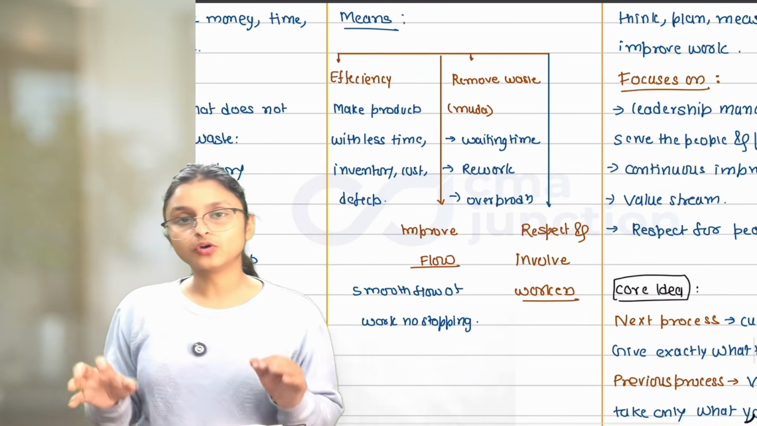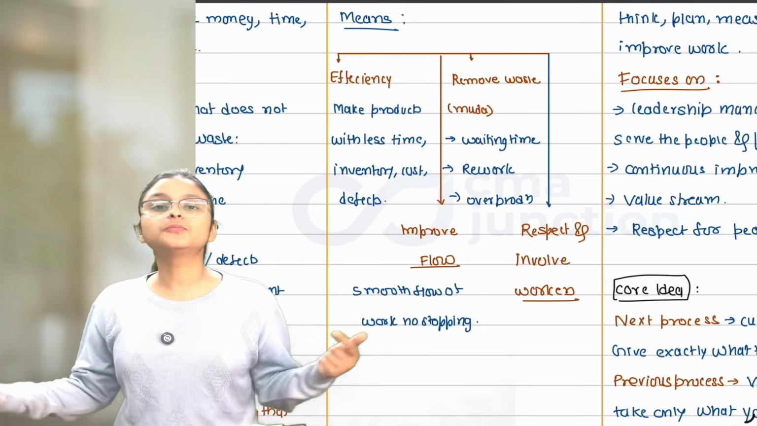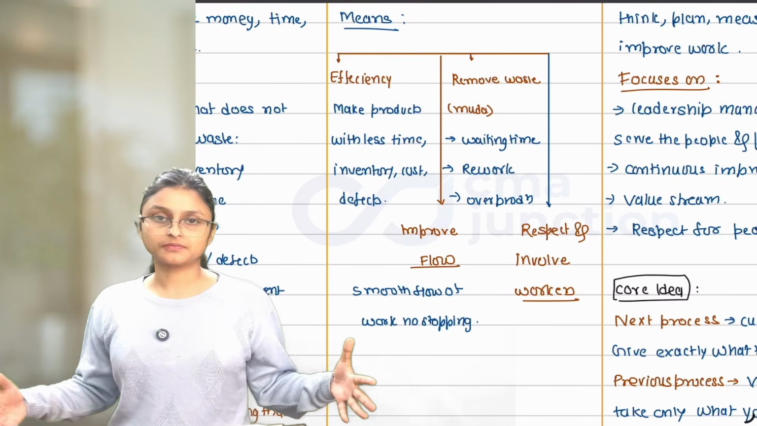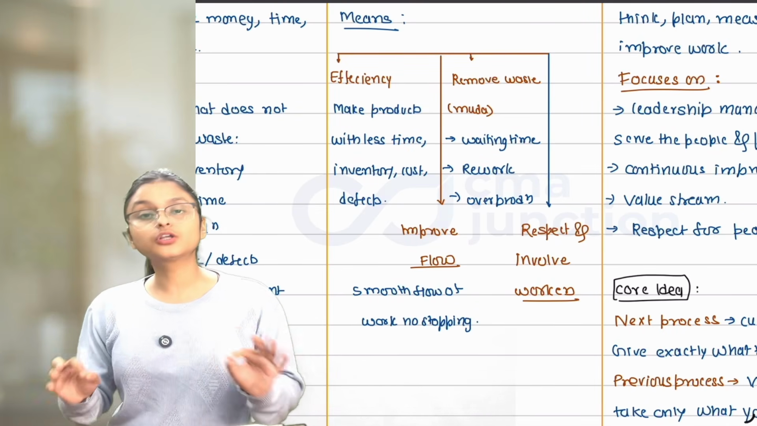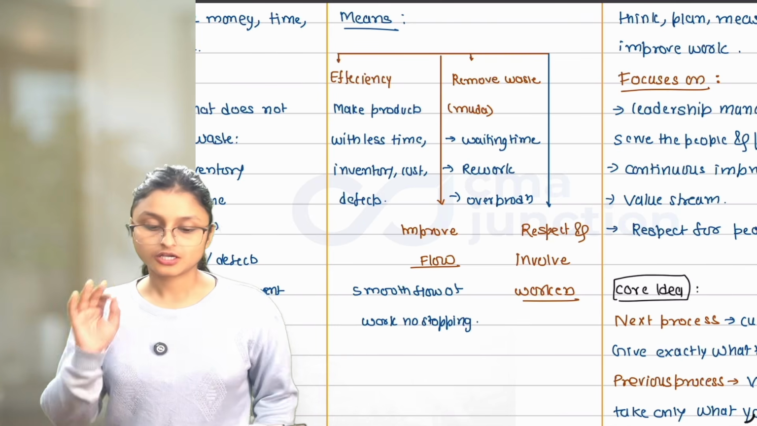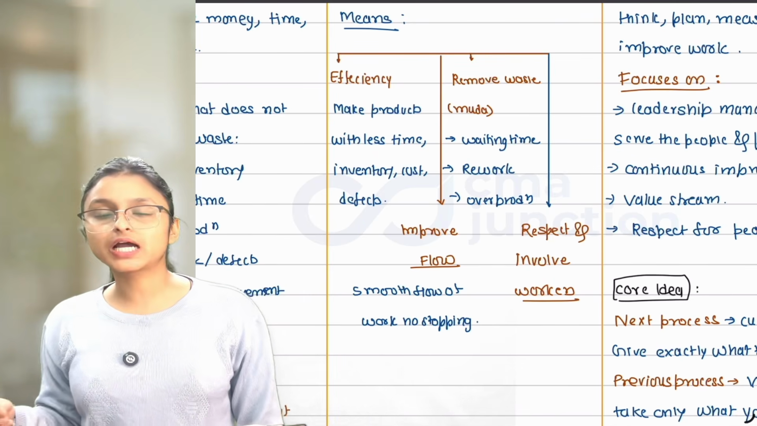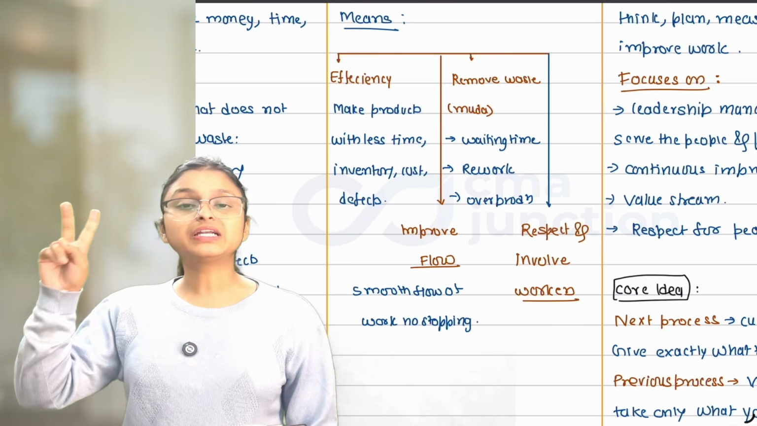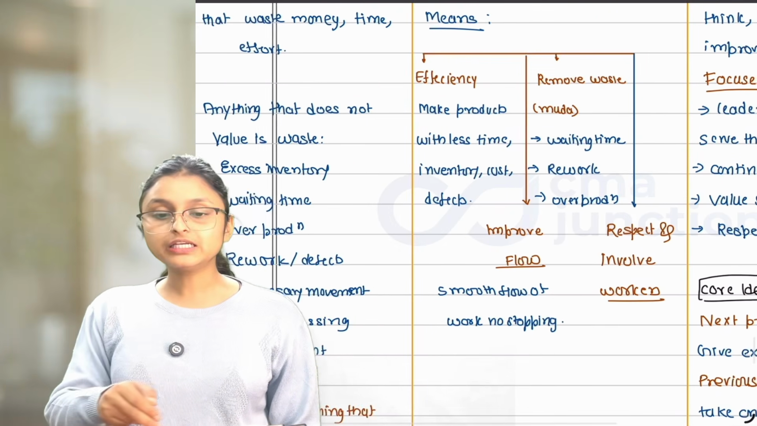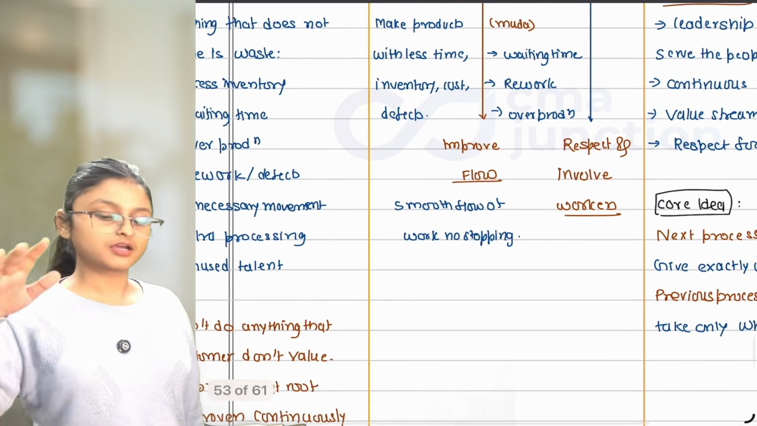Next, improve flow. In manufacturing, we try to improve the flow of your value stream. That end-to-end flow should be smooth without any stoppage in between. Remove waste, whether it be of any kind, you need to remove that. Whether it be waiting time, rework, overproduction, any of these 7 wastes, if it's there, remove that.